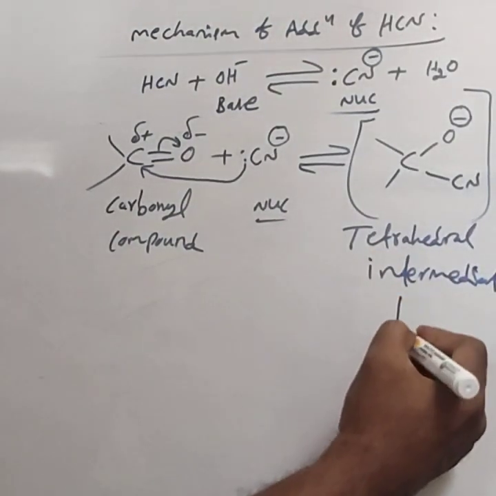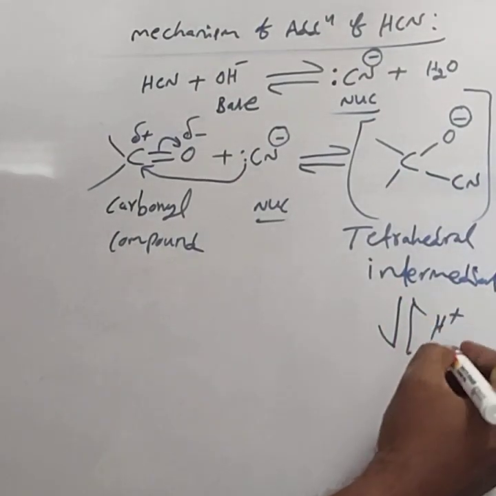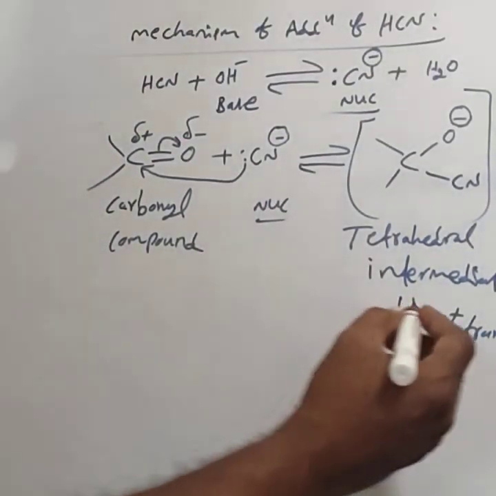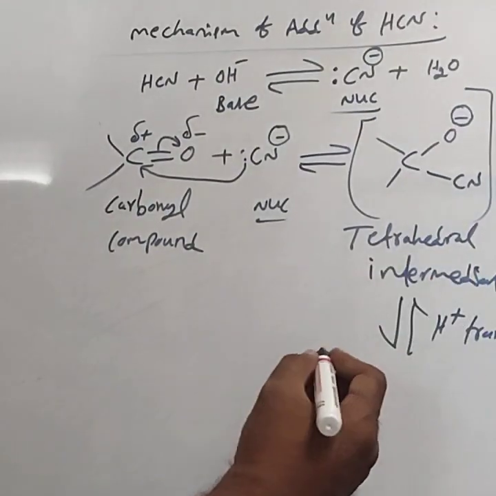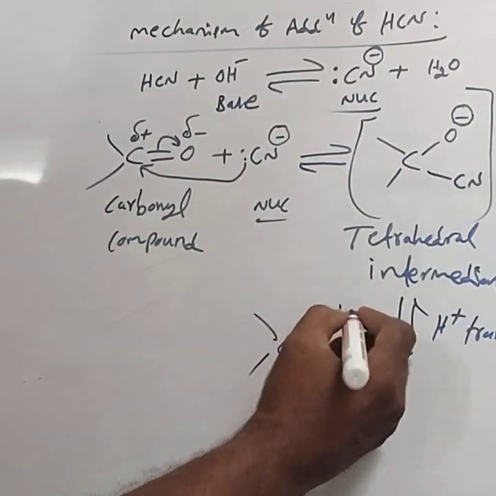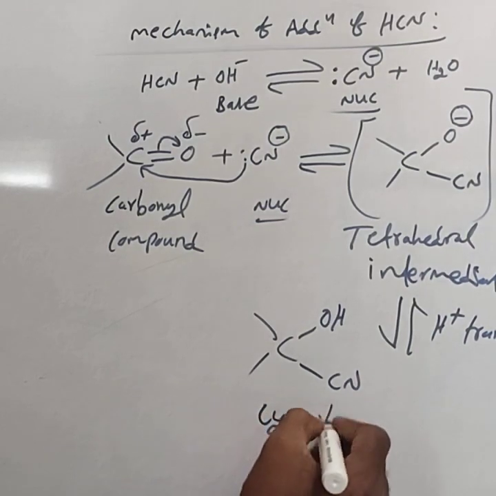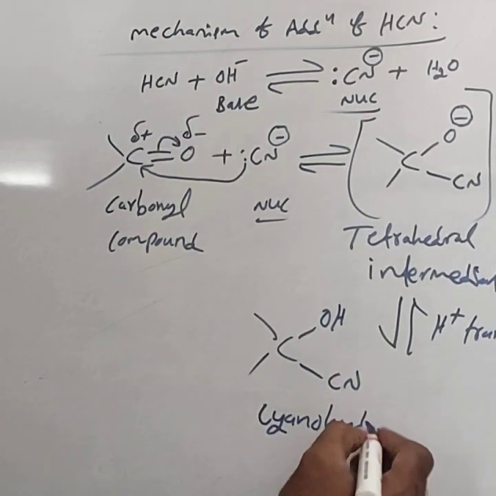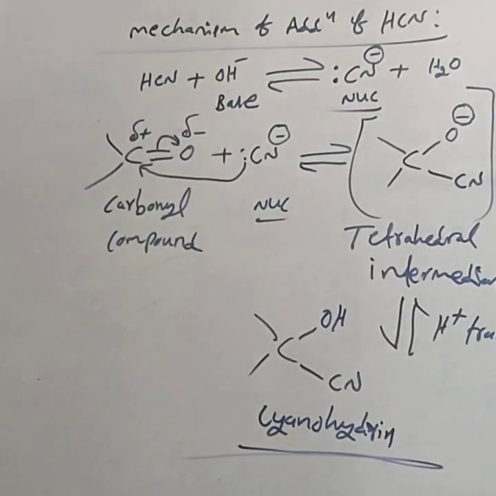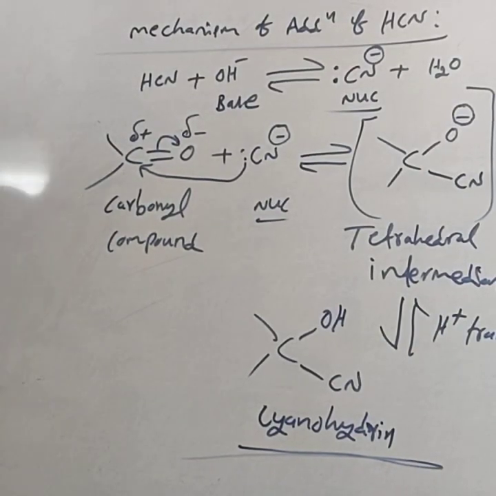Then finally, proton transfer takes place. That is, H plus transfer takes place. That results in the formation of the product where H bonds to this O minus, giving OH and CN. This is called the corresponding cyanohydrin. This is the mechanism. If you write it as it is, definitely you get 3 marks. Mechanism of addition of HCN to the carbonyl compound.